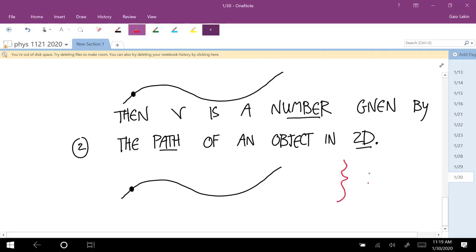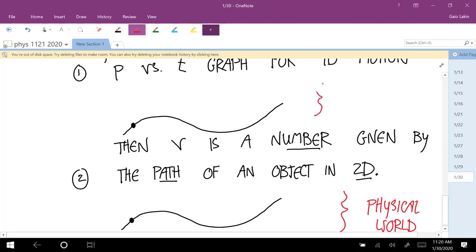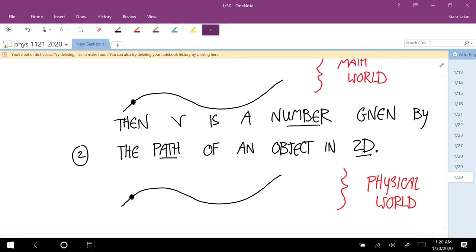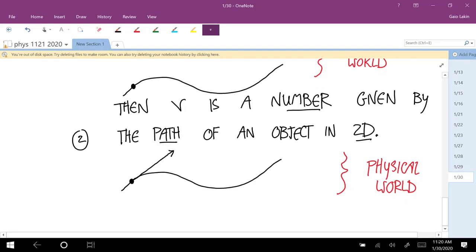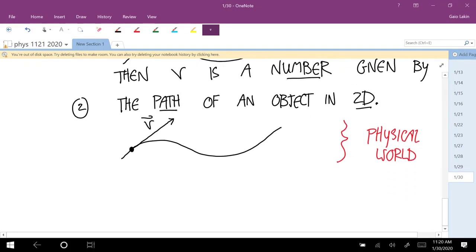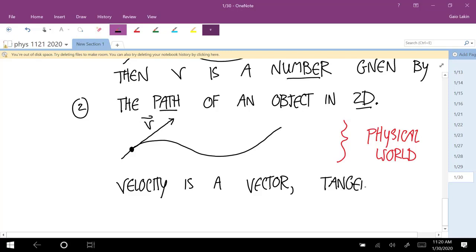So this is the physical world. This is math world. And in this case, the velocity vector looks like that. The velocity is a vector, and that vector is tangent to the path.